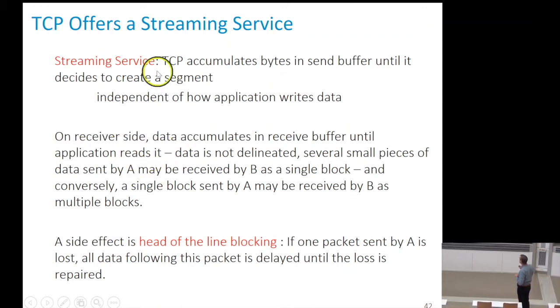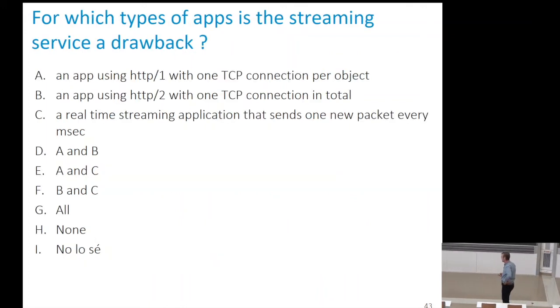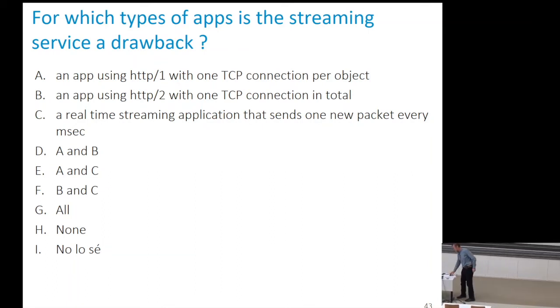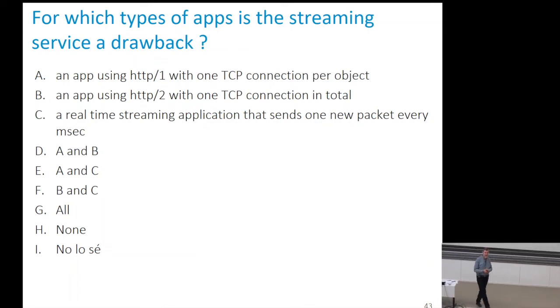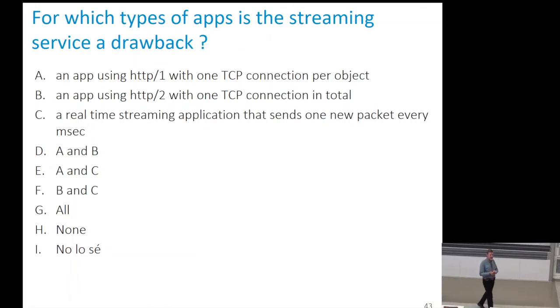So the TCP service is streaming. In particular, there is head-of-the-line blocking. If one packet sent by A is lost, like we have seen in the many cartoons I've shown before, all the packets after that that have been received are not available to the application. This is called head-of-the-line blocking of TCP on the receiver side. Right? It might be a problem for some applications. Which applications that I'm listing here do you think it might be a problem for?